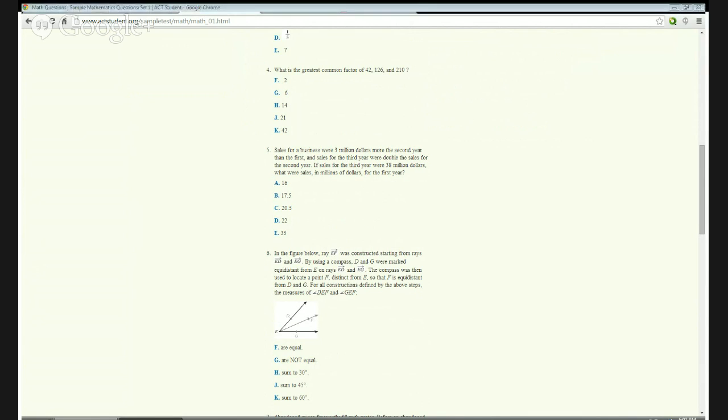So now they're saying if sales for the third year were $38 million, what were sales in millions of dollars for the first year? So we have our third year is 2 times x plus 3. We're just going to set that equal to 38. Remember, we're keeping everything in millions of dollars. We don't need to write out 38 million. Just write 38. So we can just put 2 times x plus 3 equals 38. And then we'll just solve for x.